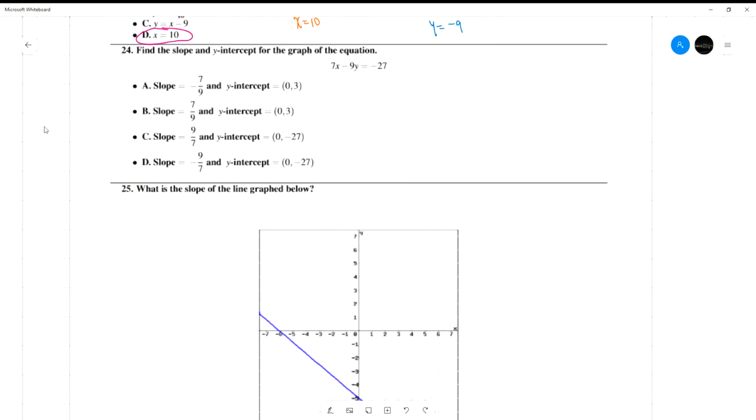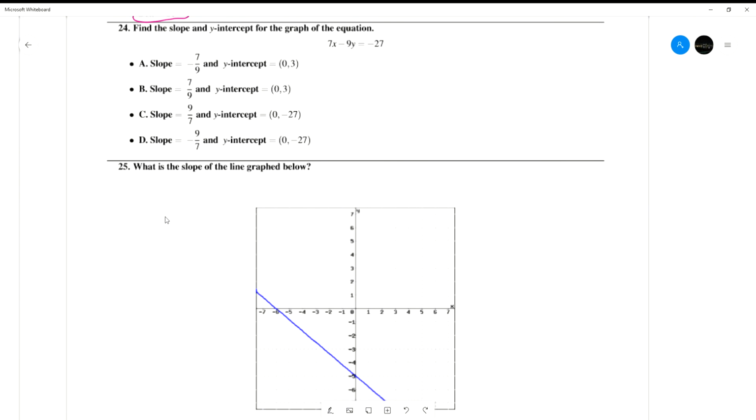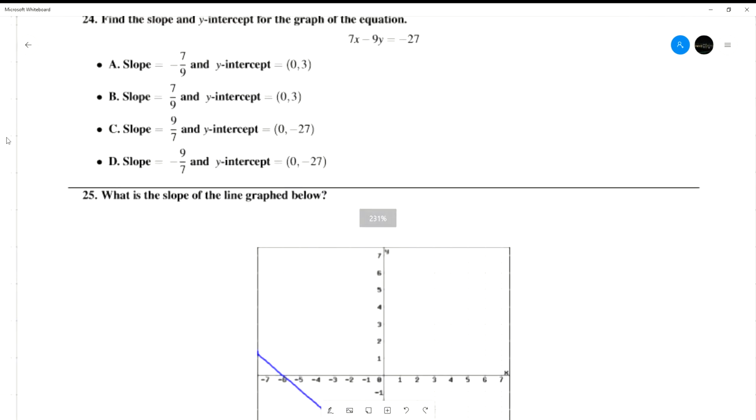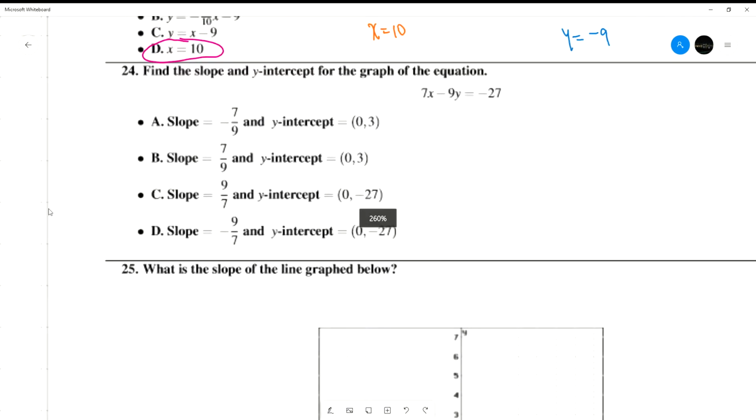All right, last two problems are also non-calculator. Let's see here. We have an equation in standard form, which we have to change to slope-intercept form, right? That's the only way we can get the slope and the y-intercept. So we have to solve for y here. So I'm going to subtract 7x from both sides. Okay? So I have negative 9y is equal to negative 7x minus 27.